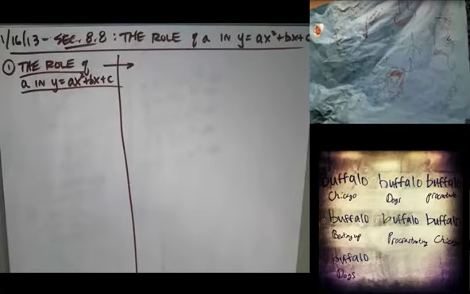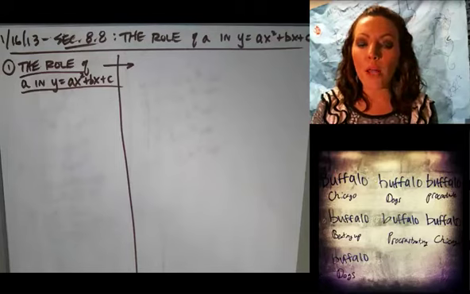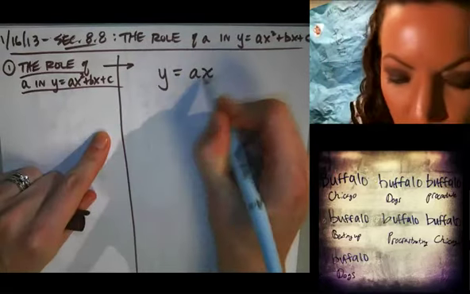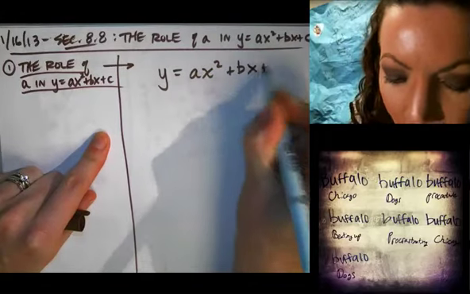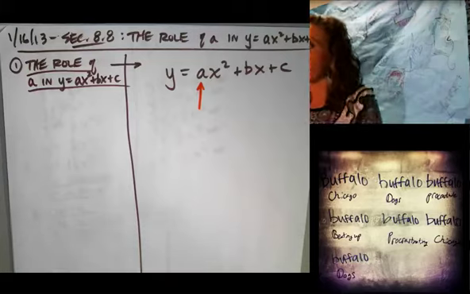So today we are going to start looking at the role of each of these coefficients in a parabola. The coefficients that I'm talking about are A, B, and C. Today we're focusing on A. All right, so here's how we're going to look at this.